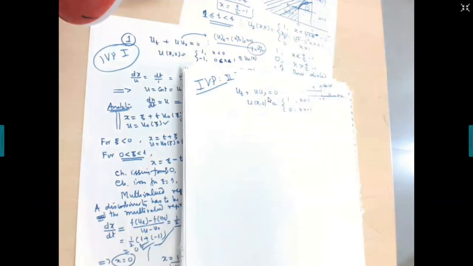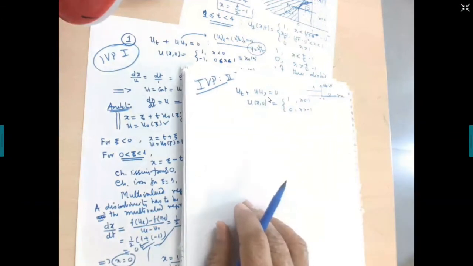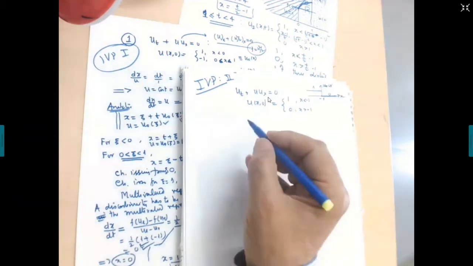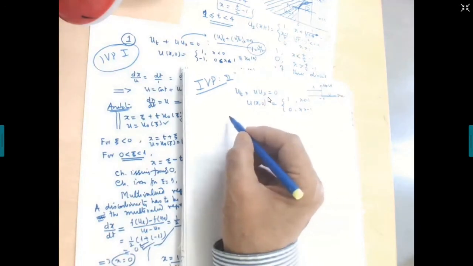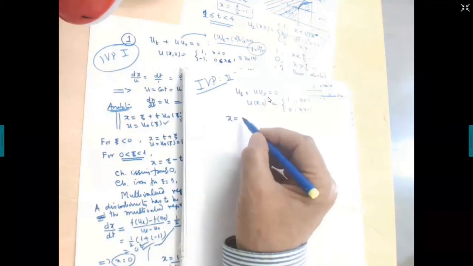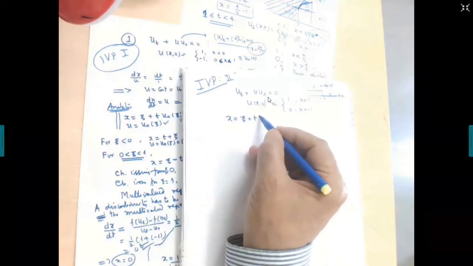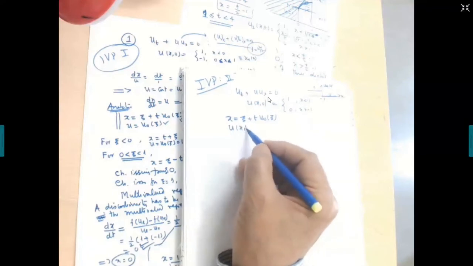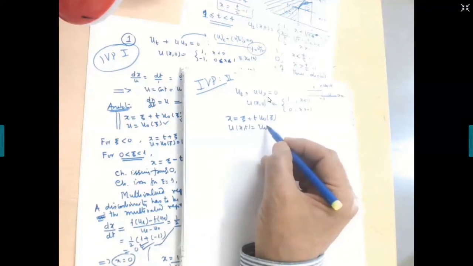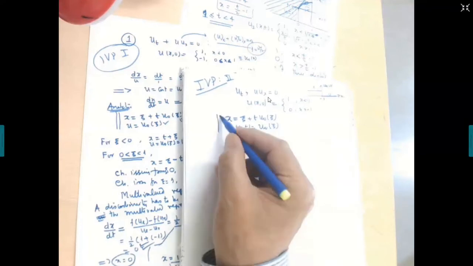This is very simple. Can you tell me what is the solution to this? x is equal to u naught of xi times t plus xi. So these are the characteristics. Along these characteristics, u(x,t) is nothing but u naught of xi. This is the analytical solution.